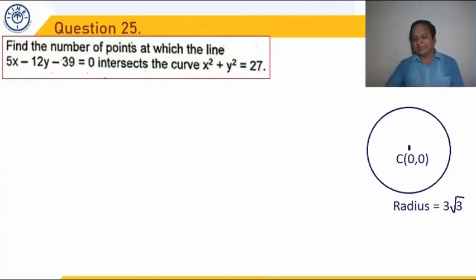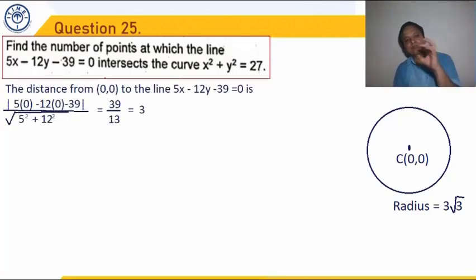We find the distance from the center to this straight line. If this distance is equal to the radius, the line is tangent, touches at one point. If the perpendicular distance from the center to this line is less than the radius, then the line cuts the circle at 2 points. If the perpendicular distance from the center to this line is more than the radius, then this line does not touch the circle at all.